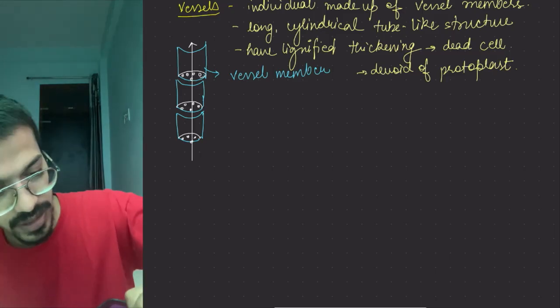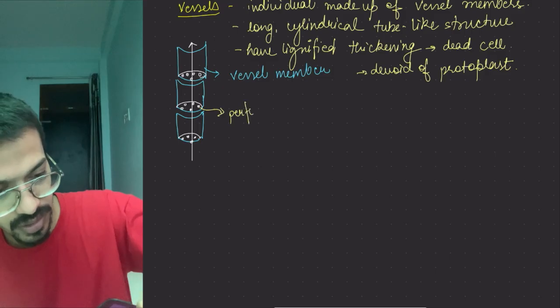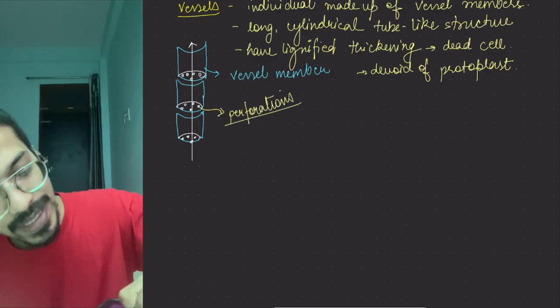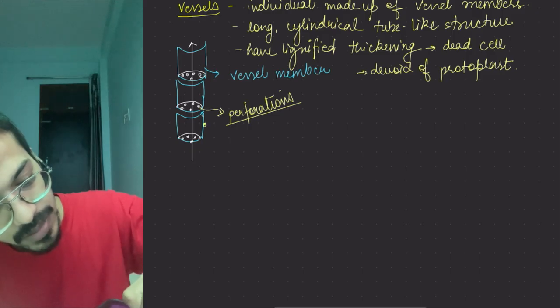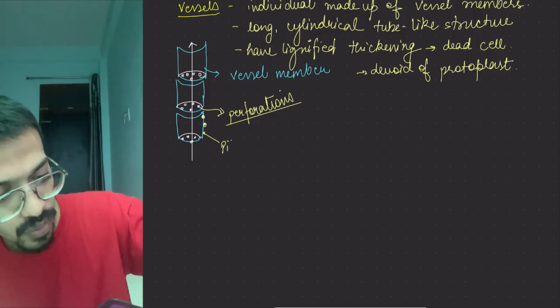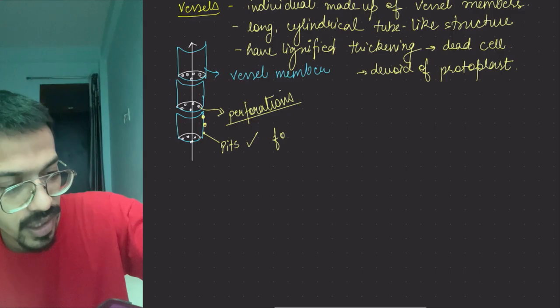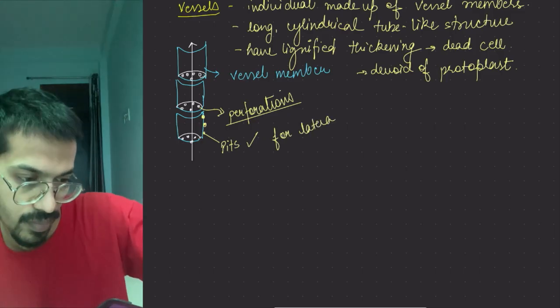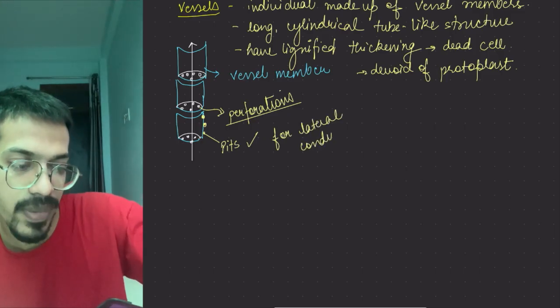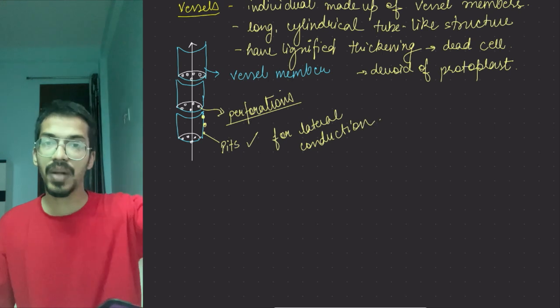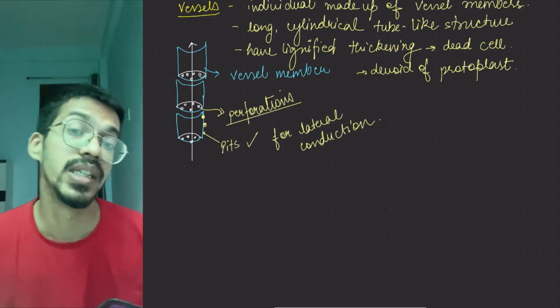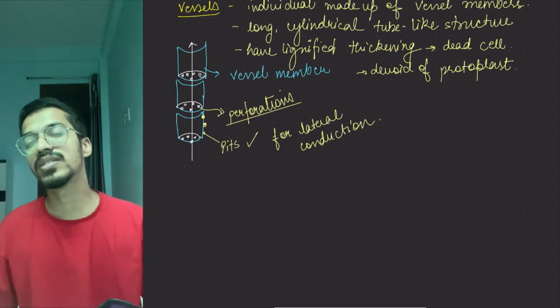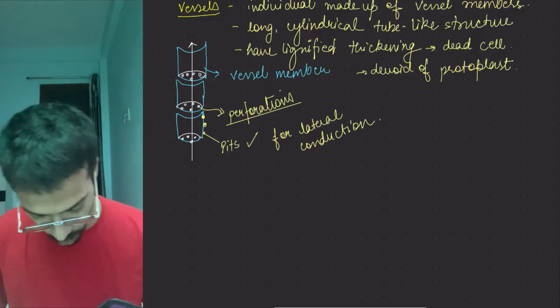After this, the next thing would be perforations we have talked about. These are what? Perforations through which the water is conducted. Okay. Lateral perforation and pits present for lateral conduction. And who help in this lateral conduction? Other parts of the xylem elements, that is your xylem parenchyma. Moving on to the next thing.